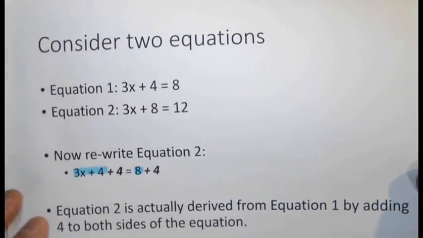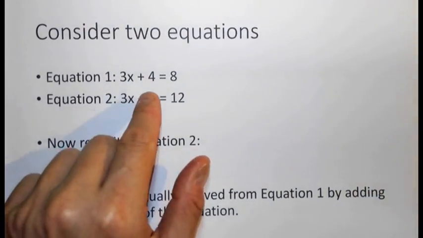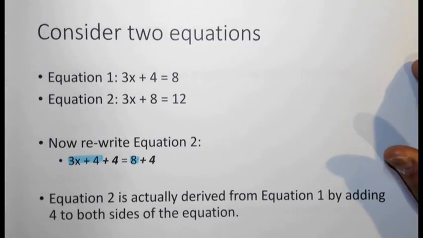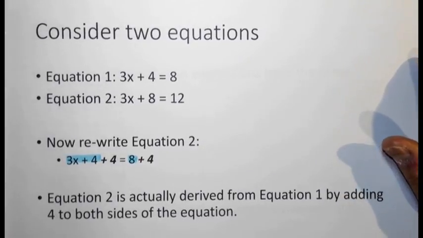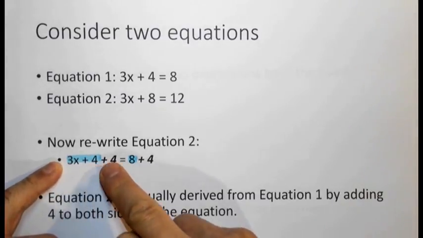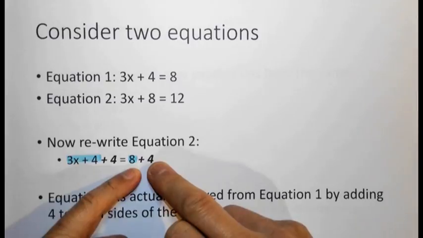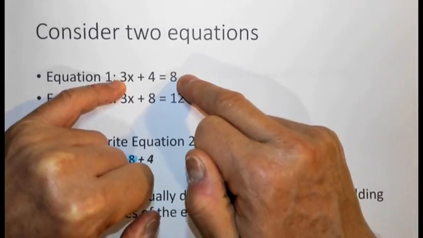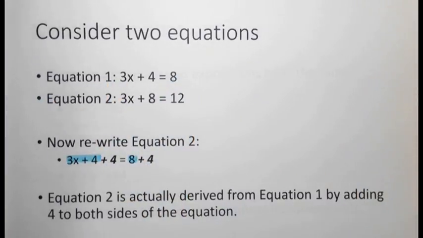First, let's consider two different equations. Equation 1, 3x plus 4 equals 8. Equation 2, 3x plus 8 equals 12. Let's see, is there any relationship between equation 1 and 2? Maybe. But if we rewrite equation 2 as 3x plus 4 equals 8 plus 4, we can see that the part highlighted in blue is actually from equation 1. What we have done here, to derive equation 2, is add 4 on both sides of equation 1.